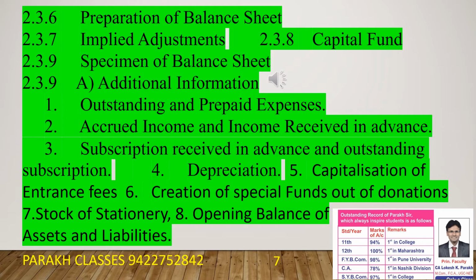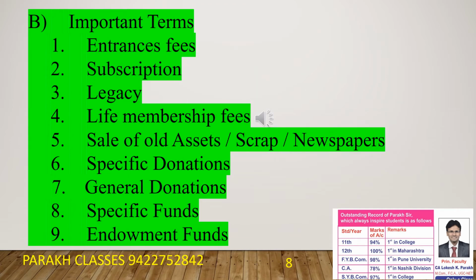Next comes stock of stationery, unused stationery. And the last, opening balances of assets and liabilities from the last year. Along with this, there are some important terms, important items in the NPO. Entrance fees, subscription, legacy. Legacy means whenever any person dies, before that he makes a will for giving the donation, that is donation as per the will of the deceased person.